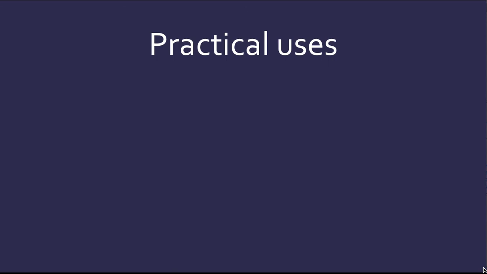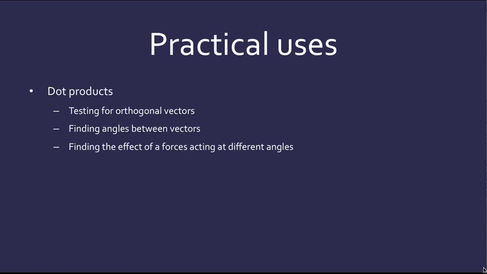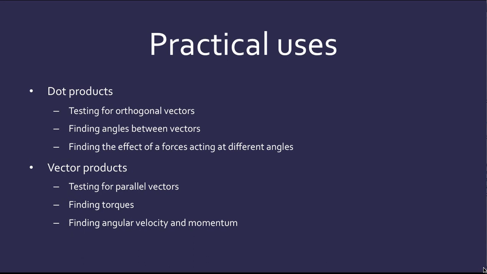This is all very well, but the question has to be asked, does any of this have a practical use? The answer is very definitely yes, as this short list shows. And that's just some of the uses in mechanics. Both vector products have uses in other topics in physics, such as electromagnetism, optics, and general relativity.